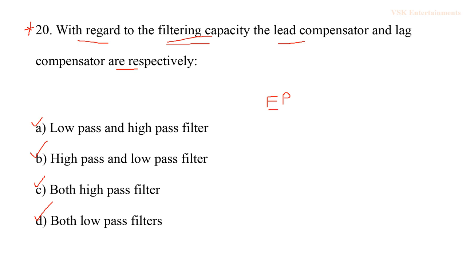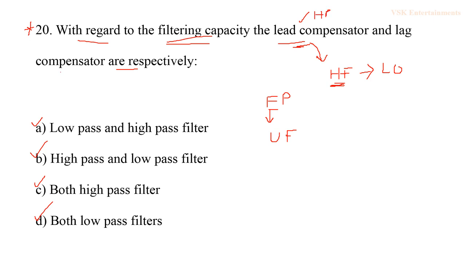Here a filter is a circuit which removes the unwanted frequencies. If we consider the lead compensator, it allows only high frequencies, that is nothing but the filter which allows the high frequencies by eliminating the lower order frequencies. Here the lead compensator allows the higher order frequency. So the lead compensator is a high pass filter.